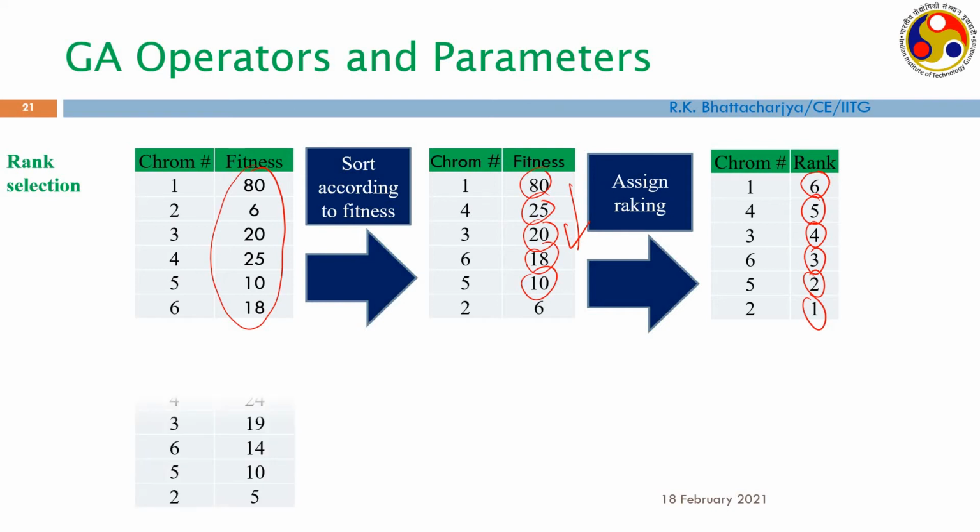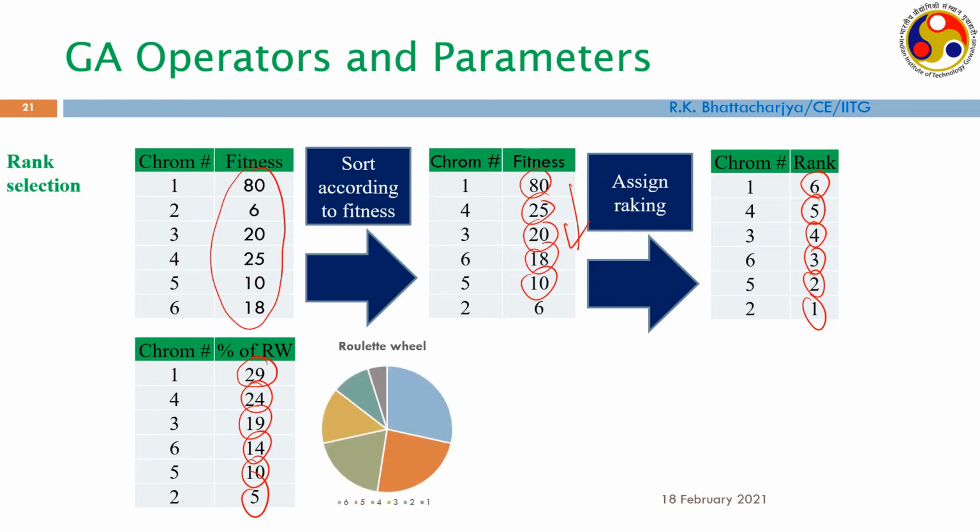Now I use this rank to calculate the percentage of the roulette wheel. The first solution, the best one, is occupying 29%. In the earlier case, if you take the fitness value, it occupied 50% of the roulette wheel, but now it is 29%, and then 24, 19, 14, 10, and 5. This is the percentage of the roulette wheel occupied by different solutions.